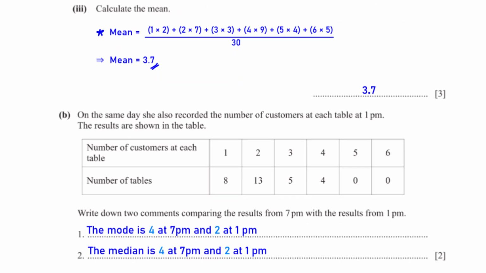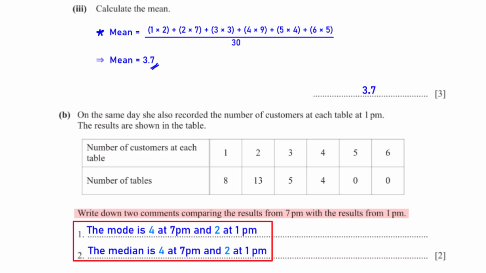On the same day, she also recorded the number of customers at each table at 1 p.m. The results are shown in the table. Write down 2 comments comparing the results from 7 p.m. with the results from 1 p.m. When we compare the 2 results, we see that the mode at 7 p.m. is 4, while the mode at 1 p.m. is 2. In addition, we get the median at 7 p.m. to be 4, while the median at 1 p.m. is 2.